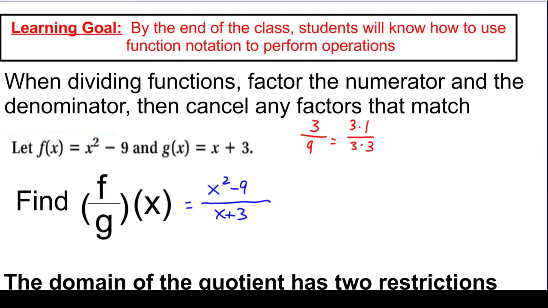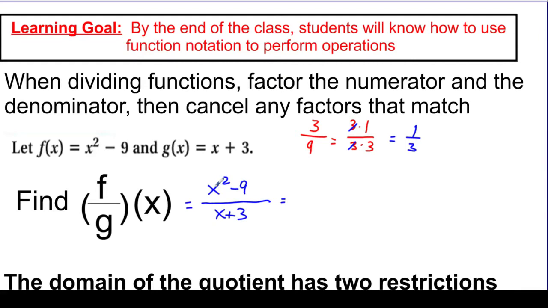And then I'm going to look for any matching factors. Well, I see a 3 on top that can cancel out with the 3 on the bottom, and my result is 1/3. I only have a 1 left on top and a 3 on the bottom. So 3/9 is really the same as 1/3. You've been doing this for years. We call it simplifying fractions, right? So we're doing the same thing here.